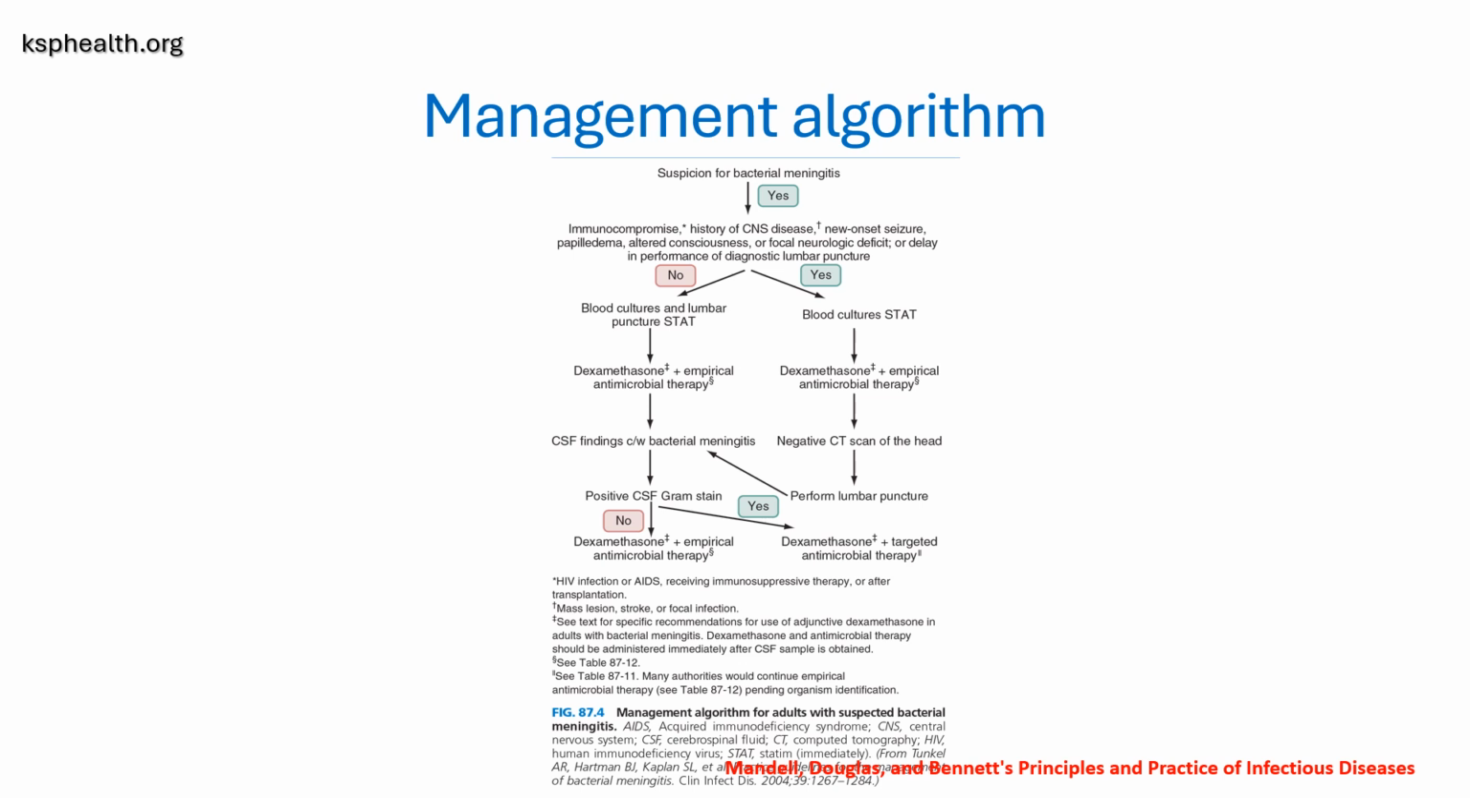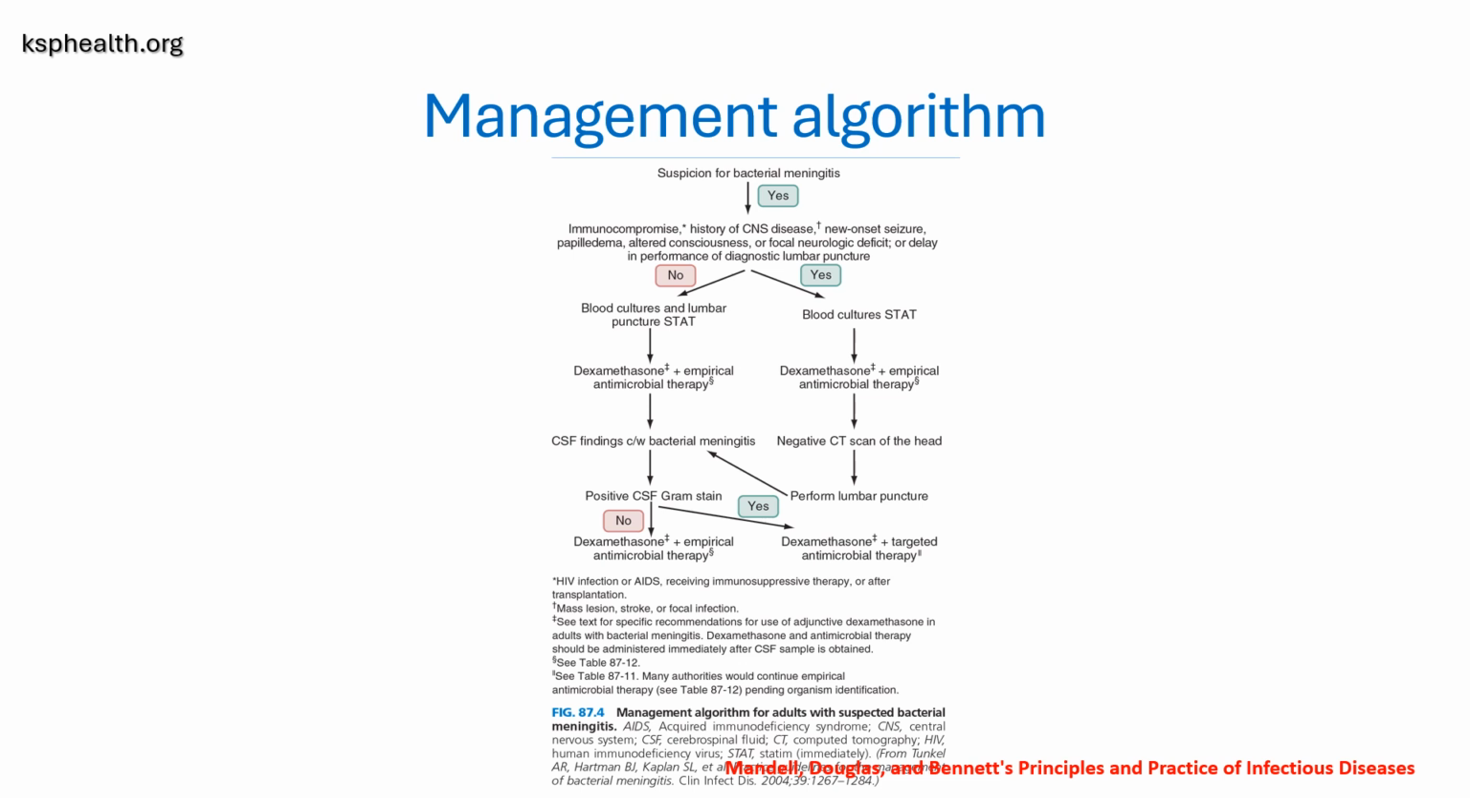This is a management algorithm for bacterial meningitis. As you can see, on the basis of suspicion of bacterial meningitis, just make sure there is no new onset seizure, focal neurologic signs, altered mental status, immunocompromised state, and so forth. If it is no, draw a culture, do the spinal tap, and start dexamethasone and empirical antibiotic therapy.